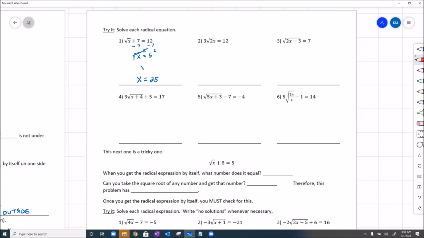Number 2, getting the radical by itself first. So I'm going to divide both sides by 3 before I start squaring. So radical 2x equals 4. Square both sides. 2x equals 16. Divide both sides by 2. Now, because I need to get x by itself, now that I got rid of the radical, x equals 8.